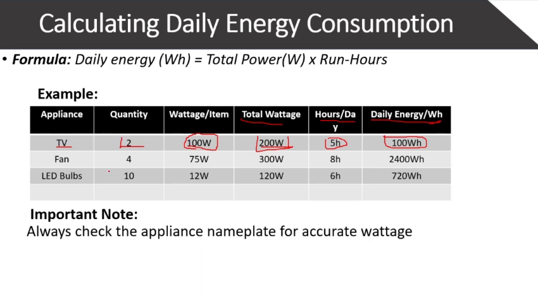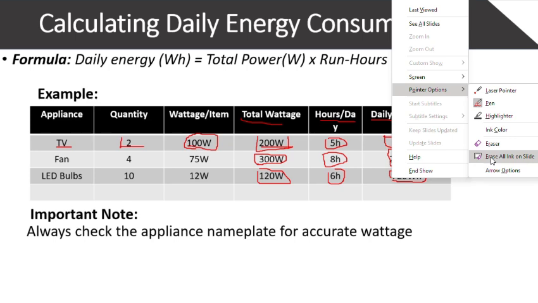So for the fans, we have a total wattage of 300 watts, and our clients want to run this for 8 hours. So the fan will consume a total energy of 2400 watt hour. For these LED bulbs, their total wattage is 120 watts, and our clients want to run them for 6 hours. So when you multiply 120 times 6 hours, it will give us 720 watt hour. So always take note of this.